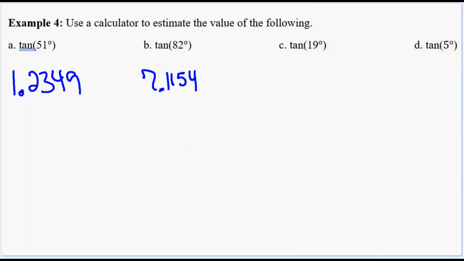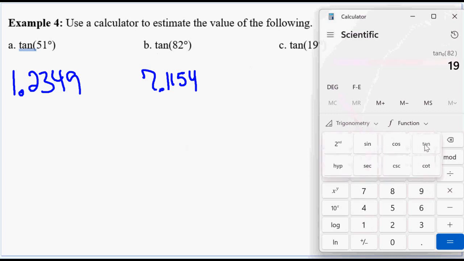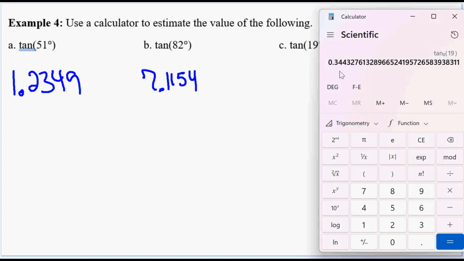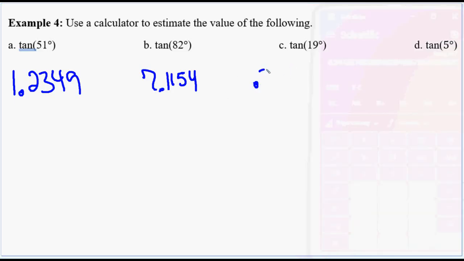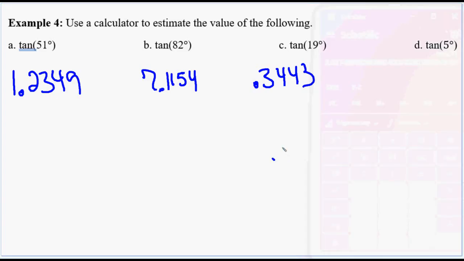Next up, tan of 19. 19, trig, tan, 0.3443. And now we're going to do the last one, the tan of 5 degrees. 5, trig, tan. And we get 0.0875.